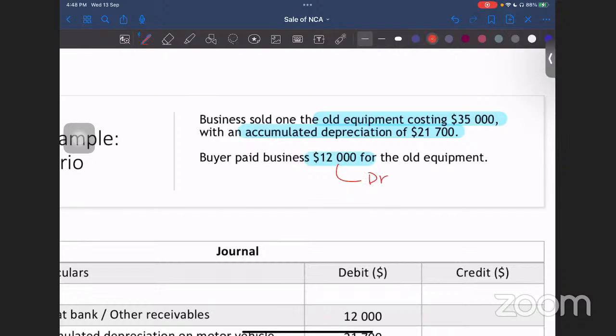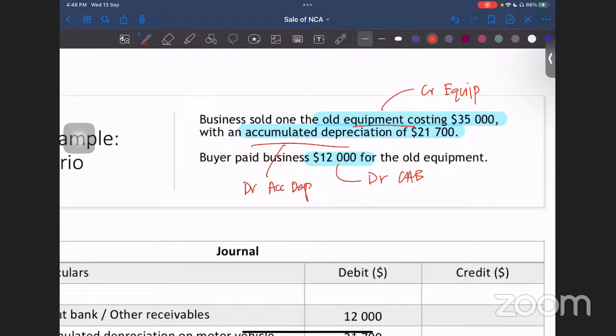So here it will be debit already, right? Debit cash at bank 12K. Then sell the equipment, equipment is gone, so credit equipment, which is 35K. Then third step, I need to remove the accumulated depreciation, so debit the accumulated depreciation.